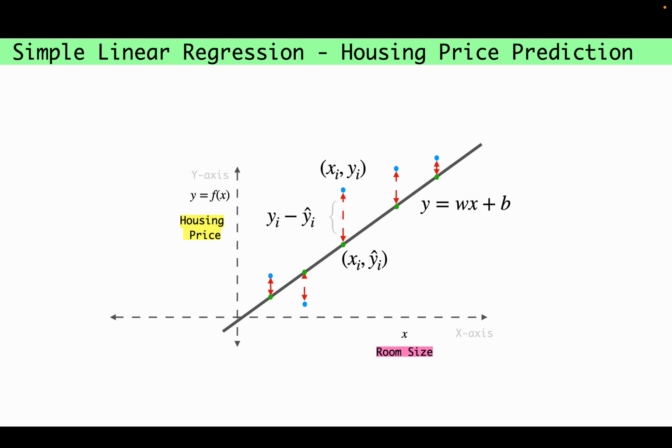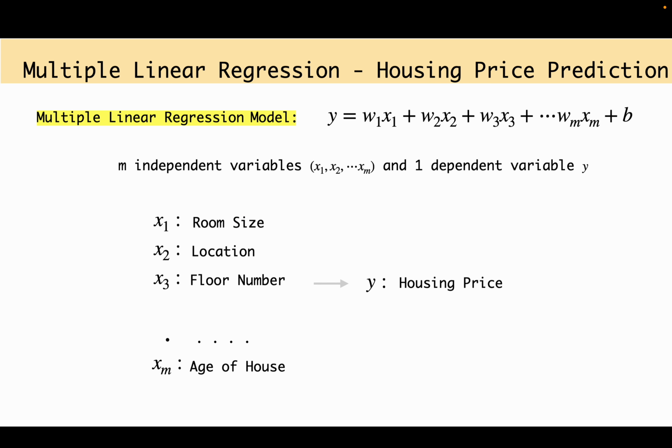Once we obtain the equation of the line by obtaining the parameters w and b, we can predict the housing prices for any unknown room sizes in the case of the housing price prediction problem. The same can be extended to multiple linear regression, where our independent variables are more than one. In such cases, we will be trying to predict a best hyperplane instead of a line.